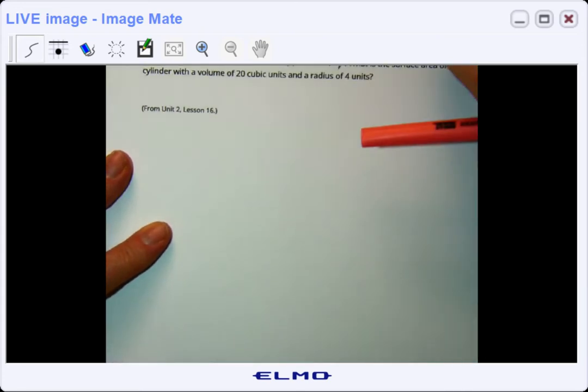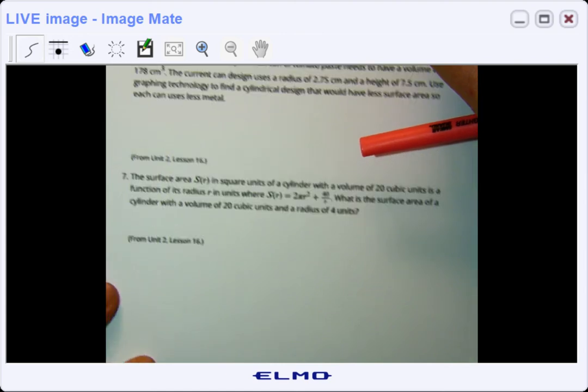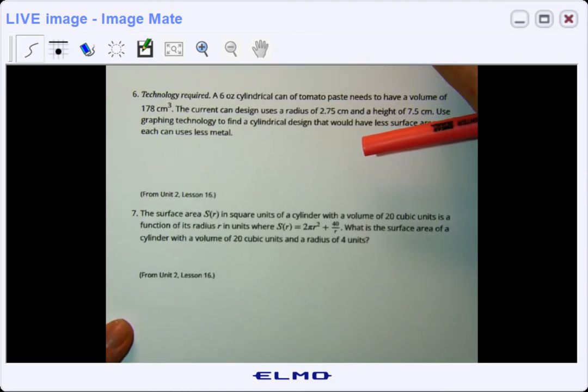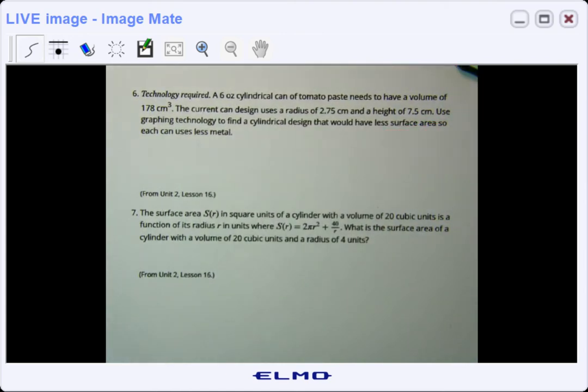Okay, so let's look at number 6. Number 6 kind of pulls in a lot of prior learning. It says a 6-ounce cylindrical can of tomato paste needs to have a volume of 178 cubic centimeters. The current can design has a radius of 2.75 centimeters and a height of 7.5 centimeters.